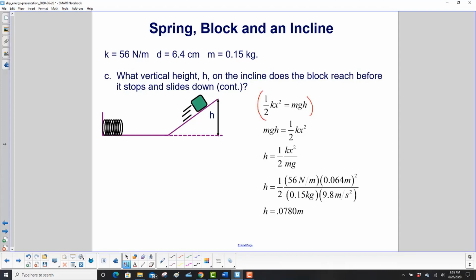We want to find height, so we switch the equation around. So we have mgh is 1/2 kx squared. And we're going to take a little shortcut here. Instead of dividing through one variable at a time, we'll divide both sides by mg. mg gets canceled, and I have h is 1/2 kx squared over mg. I now put in all my numbers, and I find the height. This height here, the vertical height, is 0.0780 meters, or 7.8 centimeters.